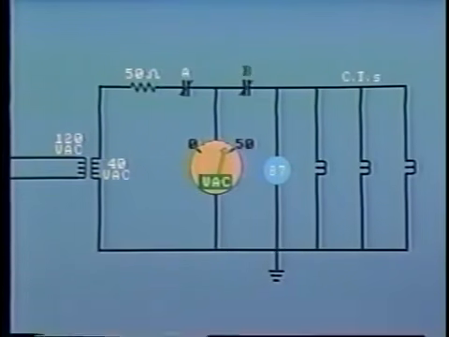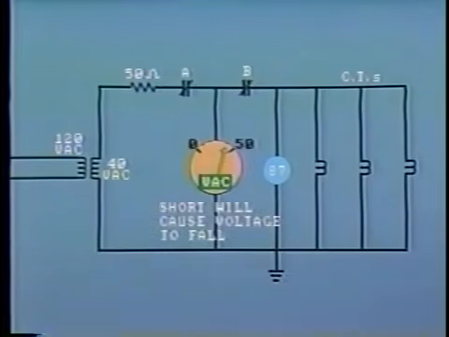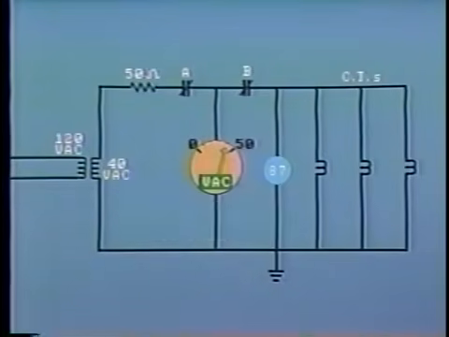Contact B is closed to check for short circuits. A short in the CTs or the relay causes the voltage to fall. To check for open circuits, leave contact B closed and open contact A. The voltage should be 0. Check this one in your workbook.